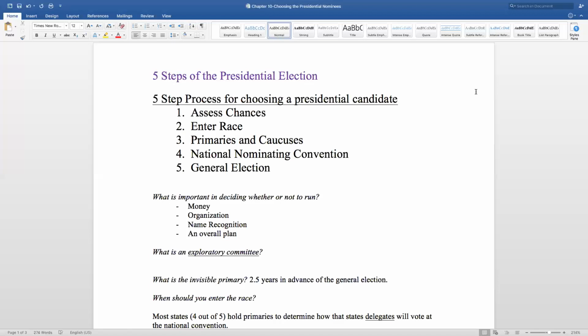We have an election coming up in the fall. The primaries are happening right now, and they're not done yet. So we can observe how it's happening in real time. So the 5 steps are, and I'm going to talk about each of them briefly: the candidates will assess their chances of winning before they enter the race. Then they will enter the race. That's the second step. Then you have the primaries and caucuses. Then you have the national nominating convention and the general election.